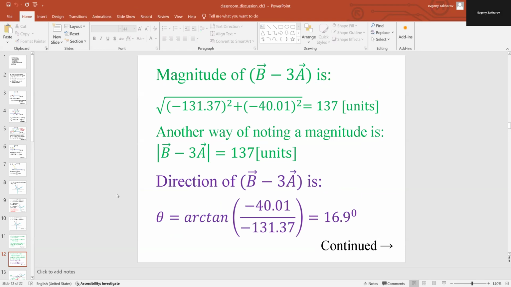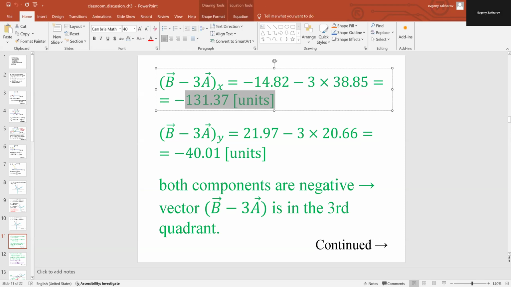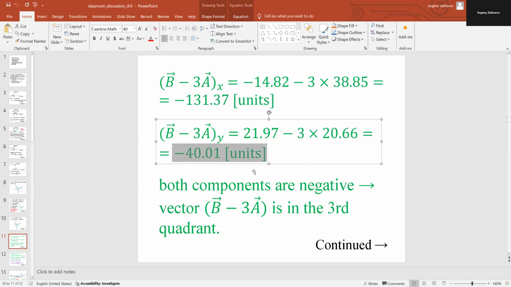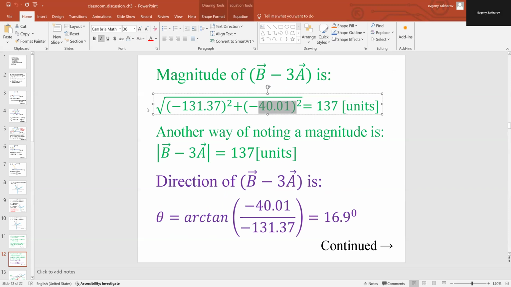So first of all, its magnitude, which is net x squared plus net y squared. Radical of the result gives you 137 units. Well, it is what it is. The main idea is don't forget to specify the direction. And for the direction, just saying third quadrant is not enough. You can be more specific because you know the components.